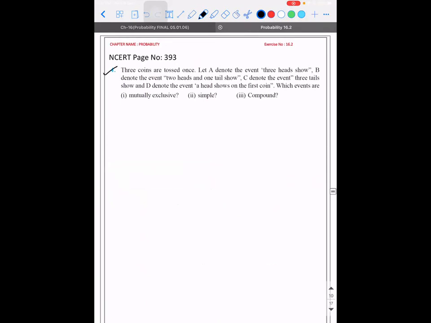3 coins are tossed once. Let A denote the event that shows 3 heads. So A is HHH. And B denotes the event of 2 heads. So 2 heads means it can be HHT, HTH, THH, that is, 2 heads and 1 tail. C denotes the event of 3 tails.